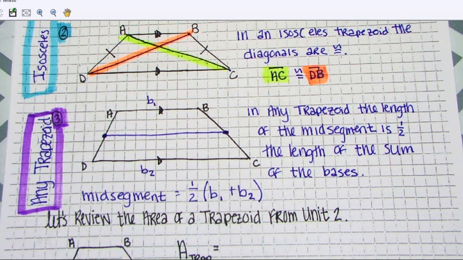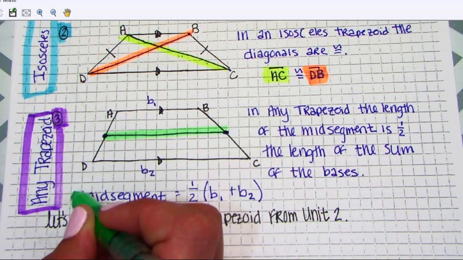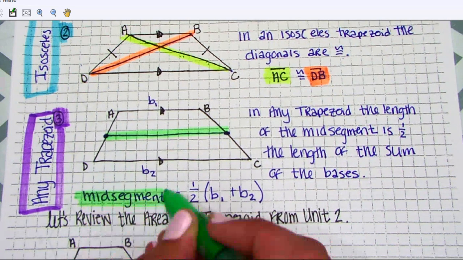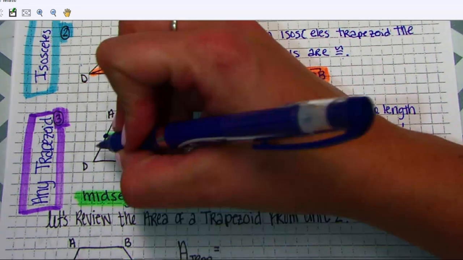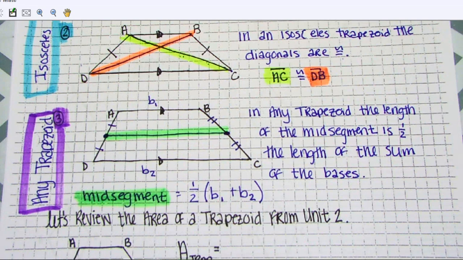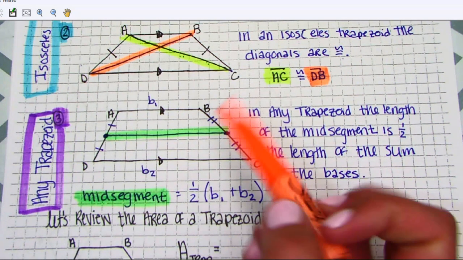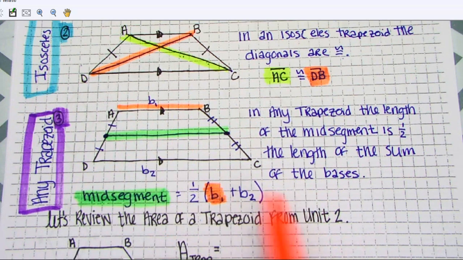So in these problems, the mid-segment goes through the center. The mid-segment also connects the midpoints. So remember, these two are equal and so are these. And basically all I do is add the bases and divide them in half. Because you're adding them together, I just label top to bottom, but it doesn't matter which one is base 1 or base 2.